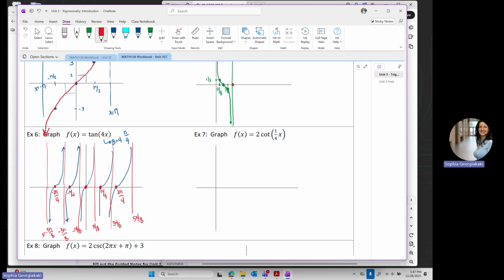For 2 times the cotangent of 1/4 x, the b here is 1/4. I will get a new period, pi divided by 1/4, which is 4 pi. It will significantly stretch the graph. So instead of having a graph that has one branch from 0 to pi, now the one branch will be from 0 to 4 pi.